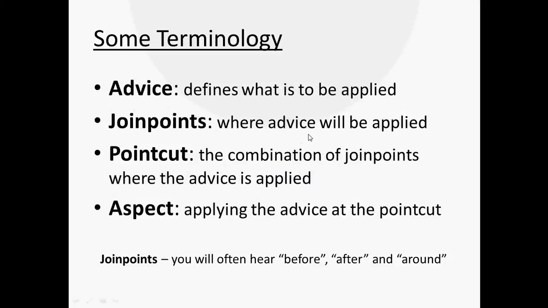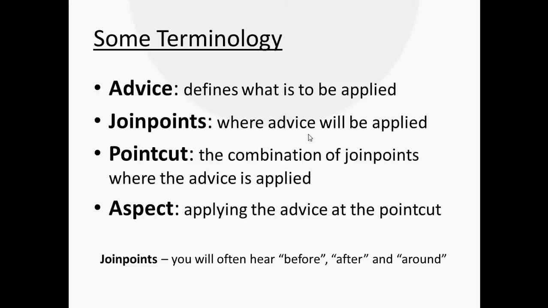Now, the terminology that you'll hear people talking about is advice. An advice really is a definition of what's to be applied. In the context of working with this PHP extension, typically you'll be talking about an advice as being a callback which contains some functionality that you want to be carried out when a particular method is called. You can trigger that action. We'll talk about that in just a little while, but join points, that's where advice will be applied. A point cut, that's the combination of join points where the advice is applied, and an aspect, well, we're talking about applying the advice at the point cut.